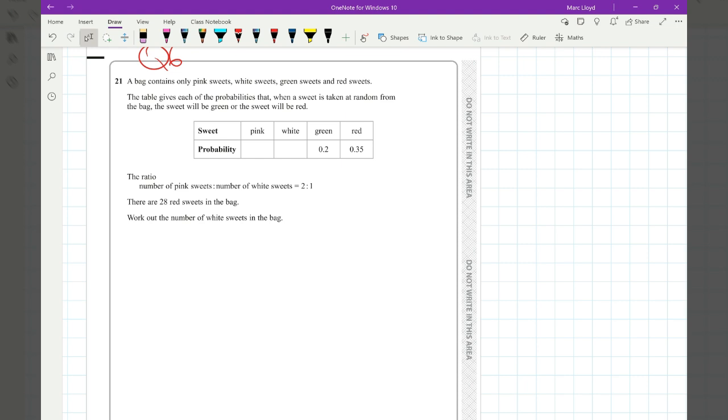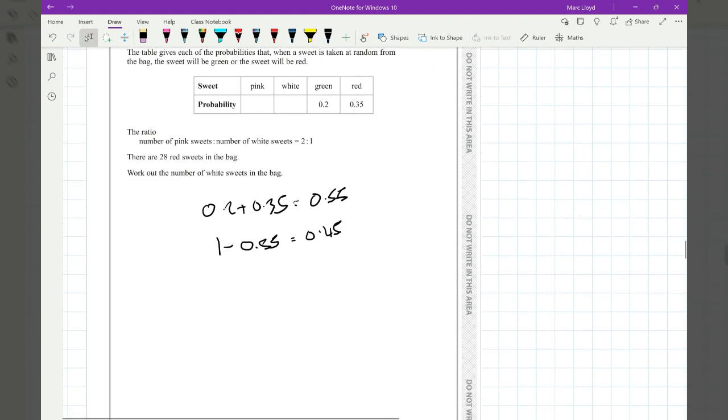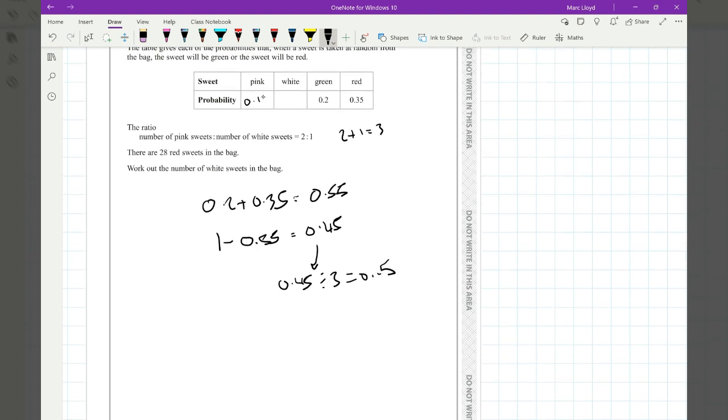Well, first of all, we need the probability. So 0.2 plus 0.35 is 0.55. From there, we do 1 minus 0.55, which gives us 0.45. Then we need to split this into the ratio. So 2 plus 1 is 3. 0.45 divided by 3 is equal to 0.15, meaning that pink is 0.15 and white is going to be 0.3, which is 2 lots of it.